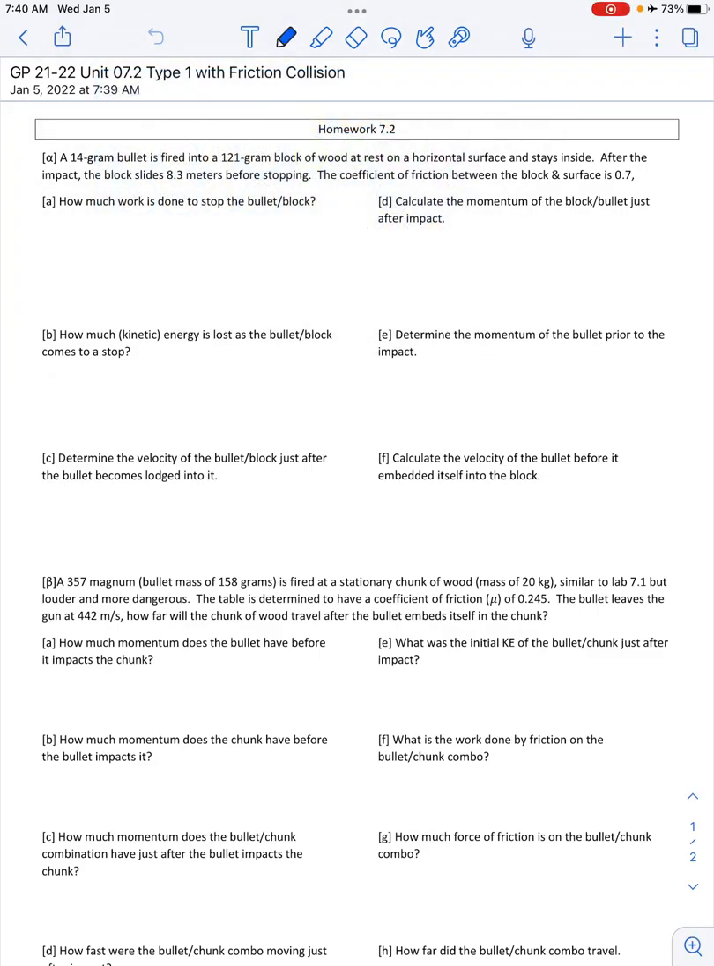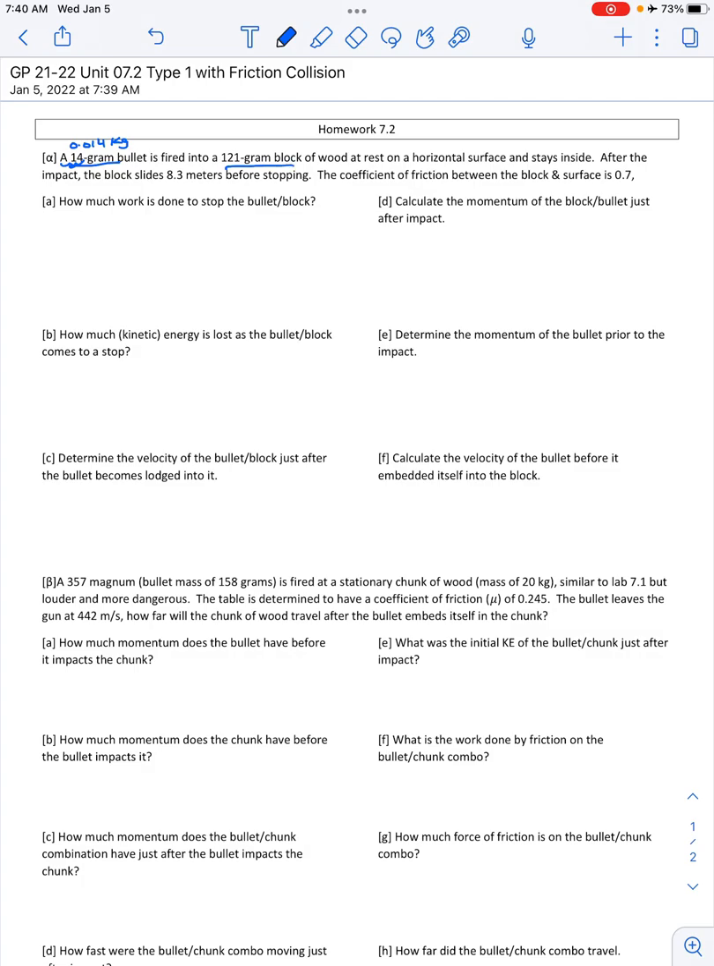All right, here we go, 7-2. So now we got friction in our type 1 where we got an object that's stationary and an object that's moving. All right, so we got a 14-gram bullet. Remember, 1, 2, 3, so 0.014 kilograms.